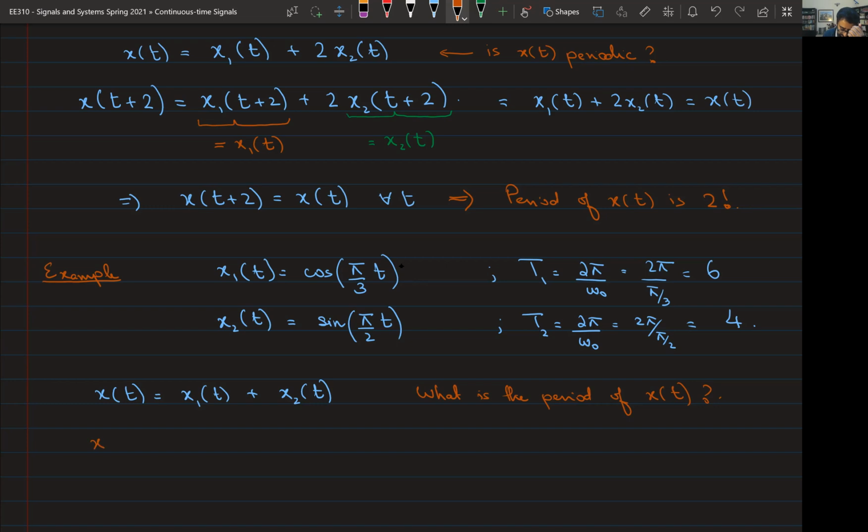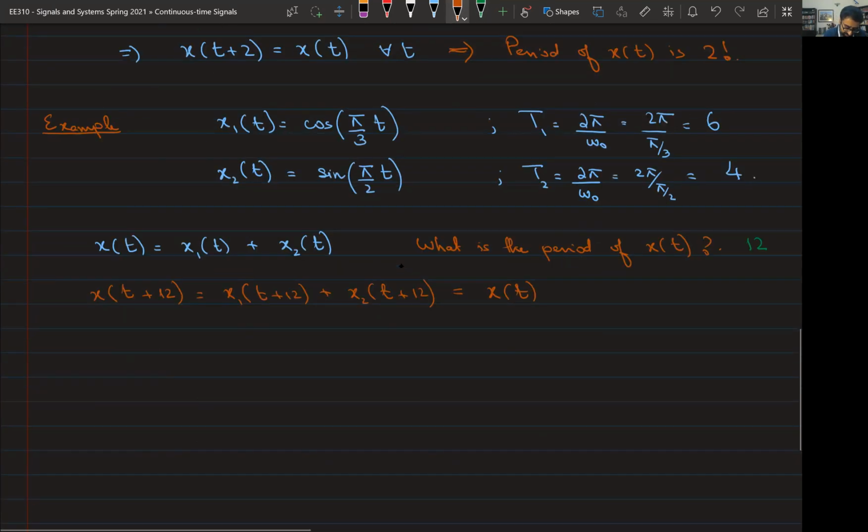So that we can see that x of t plus 12 equals x1 of t plus 12 plus x2 of t plus 12, and this is indeed x of t. I'm skipping steps here. So the answer to this question is 12. Okay. Now, the following is an exercise. I'm not going to give you the solution here.